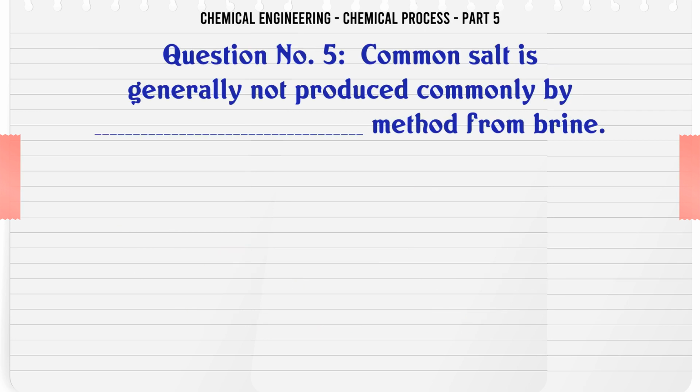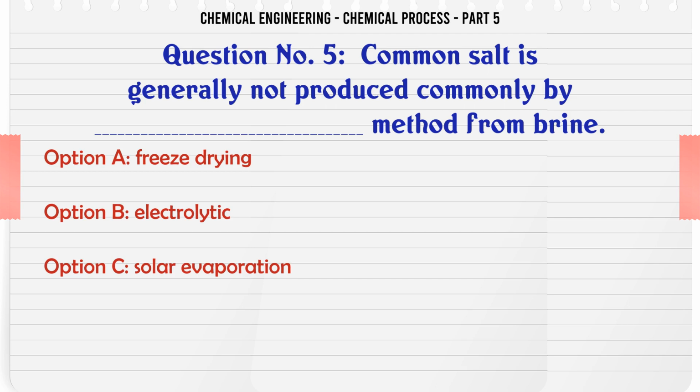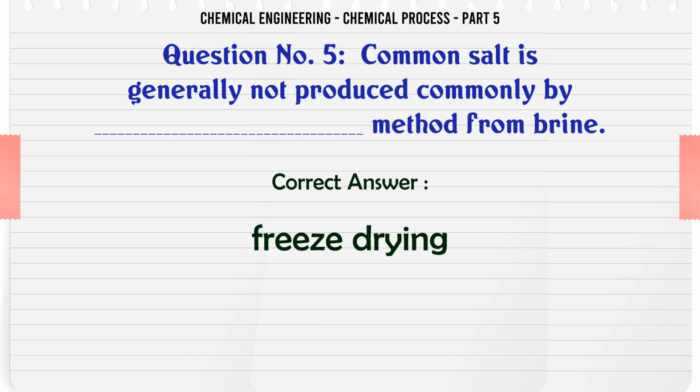Common salt is generally not produced commonly by method from brine. A. Freeze drying, B. Electrolytic, C. Solar evaporation, D. Vacuum evaporation. The correct answer is freeze drying.